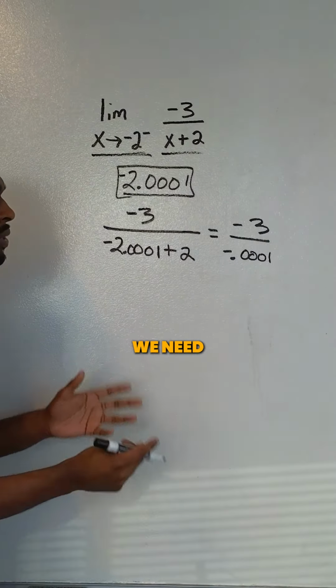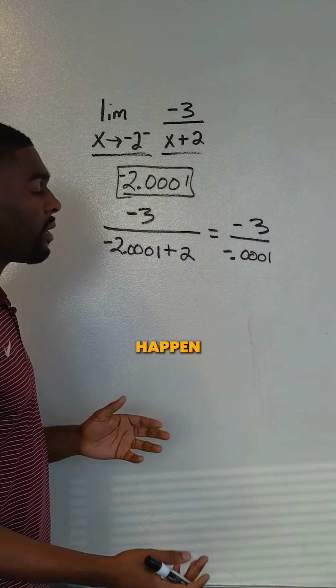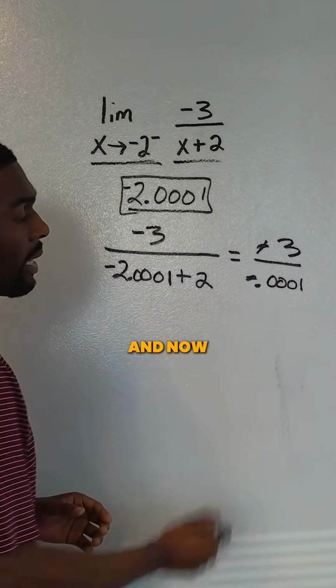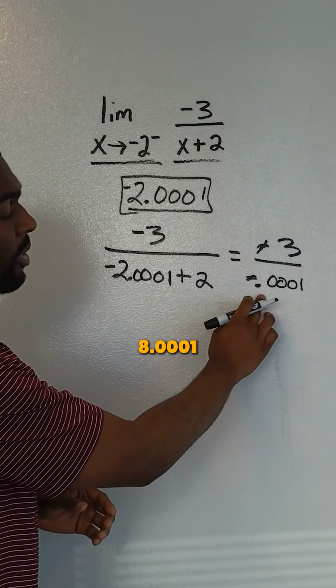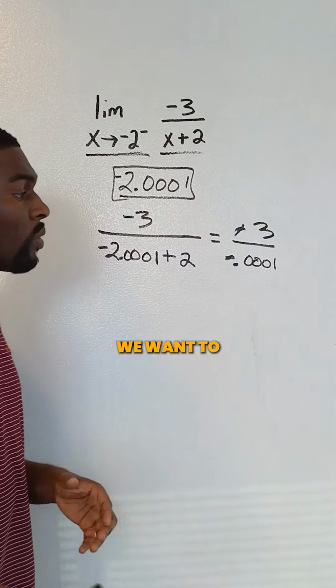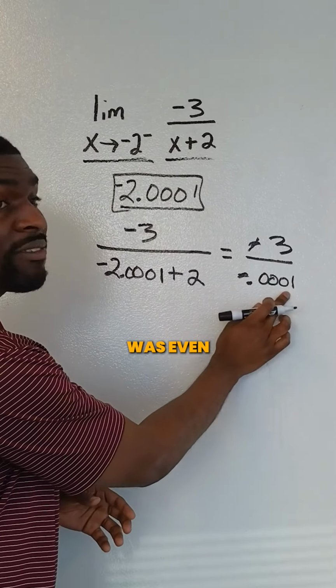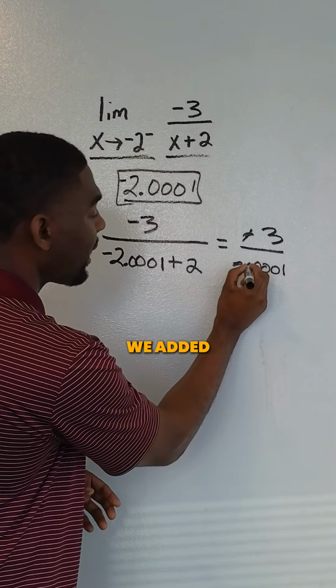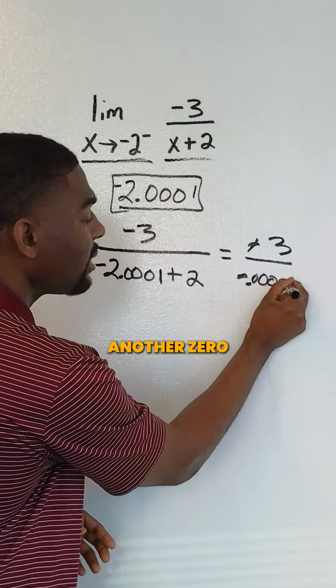And now we need to think, what would technically happen if we had this number here, where our negatives would cancel out, of course, and I would simply be left with 3 over a 0.0001. So when we're doing these indefinite limit problems, we want to see, hey, what if this number was even closer to -2? What if we added a 0 here? What if we added another 0 here?